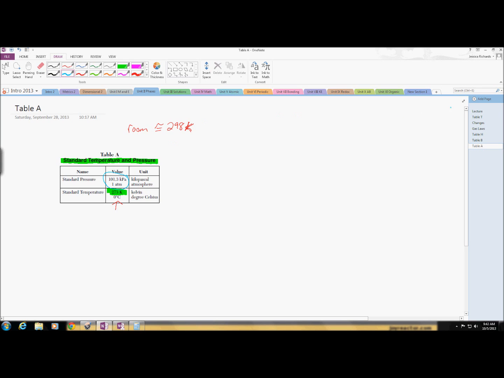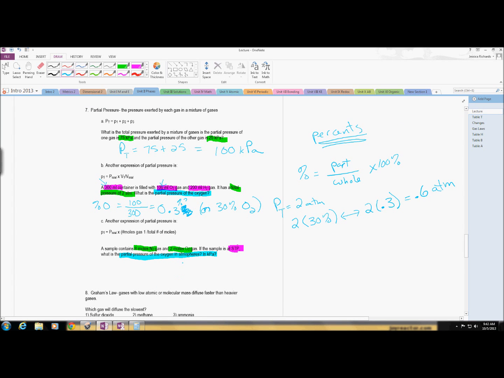That's our standard pressure. So total pressure is going to be either 101.3 kPa or 1 atmosphere. The next thing I need to know is what percent of this mixture is oxygen. So we want the partial pressure of the oxygen. We are going to figure out what percent is oxygen.